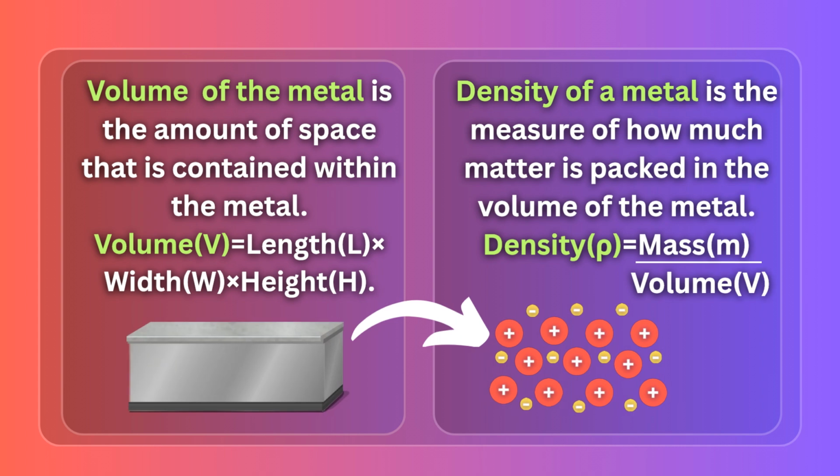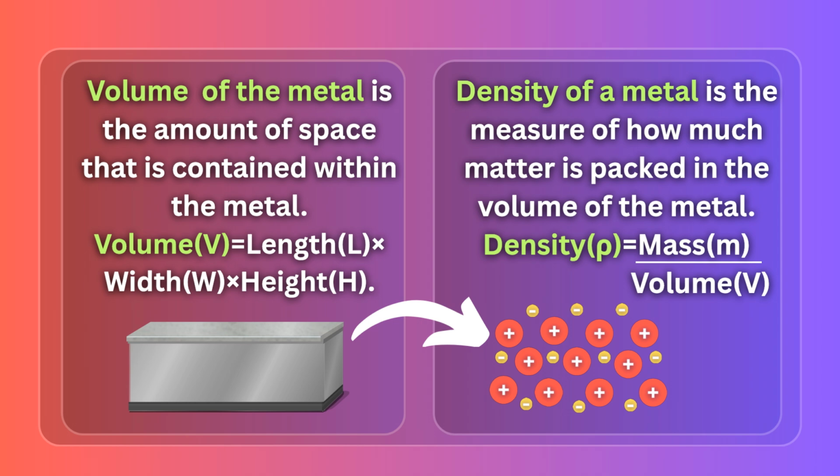Let's first learn about the volume of the metal before moving on to density. The volume of the metal is the amount of space that is contained within the metal. It is calculated using the formula: volume equals length multiplied by width multiplied by height.